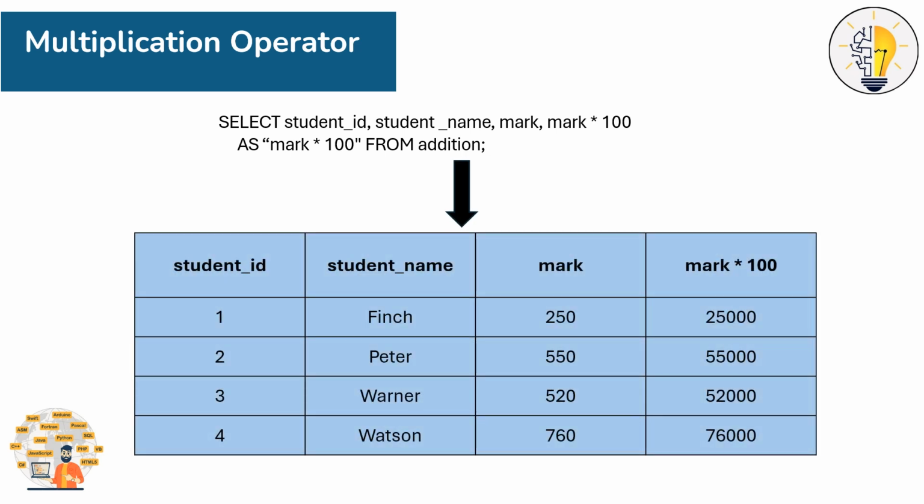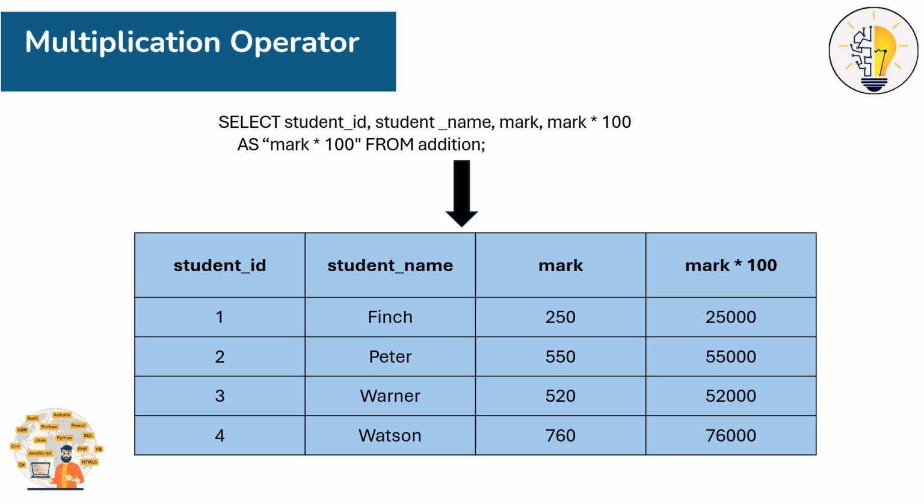Here the mark of the student, 250 into 100, 25,000. 550 into 100, 55,000. 520 into 100, 52,000. 760 into 100, 76,000. So this is how the multiplication operator works for one column.